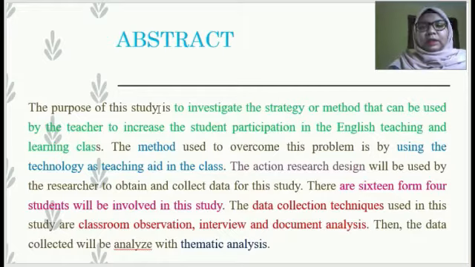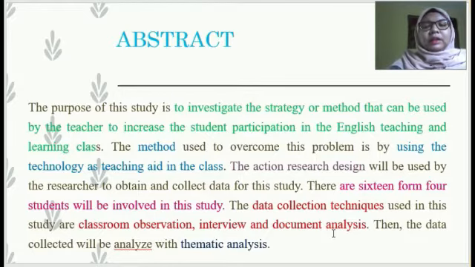Okay, the action research design will be used by the researcher to obtain and collect data for the study. Okay, there are 16 Form 4 students that will be involved in this study. Okay, the data collection techniques used in this study are classroom observation, interview and document analysis. Then the data collected will be analyzed with thematic analysis.